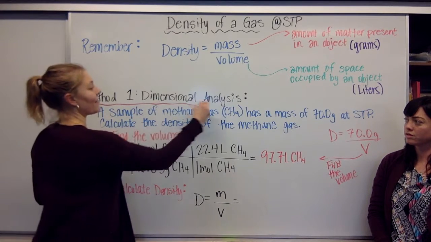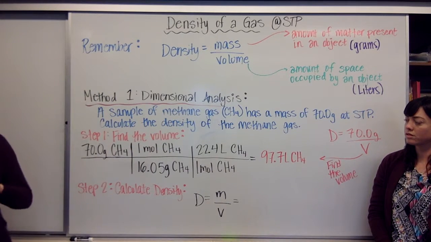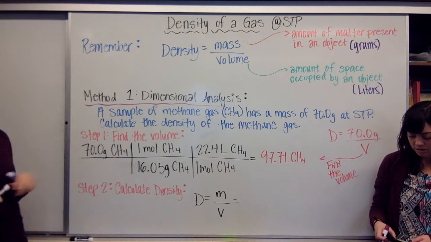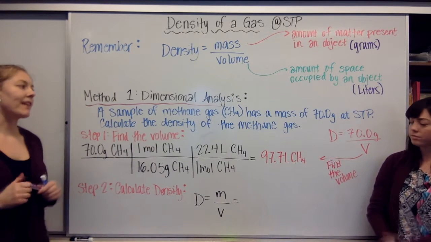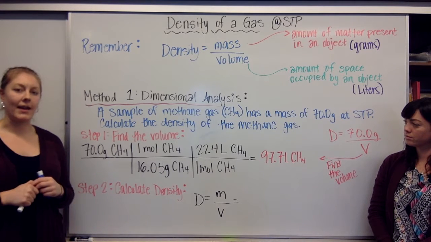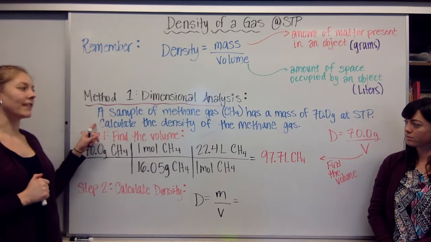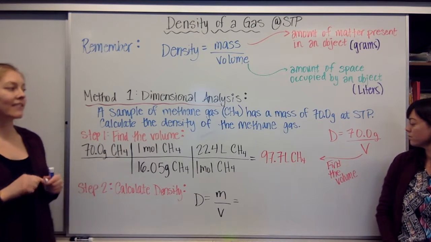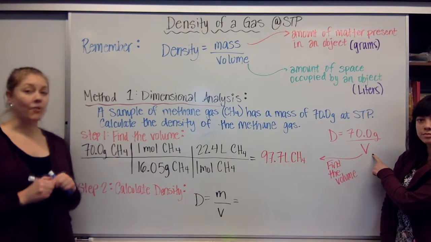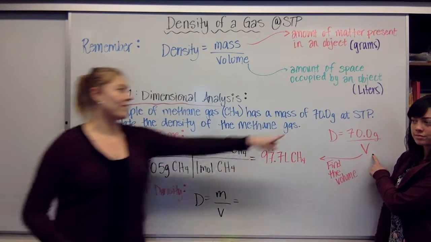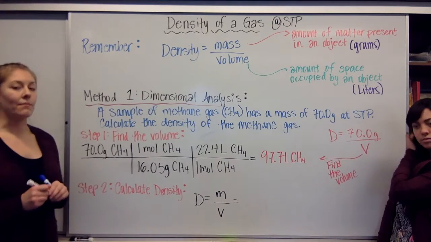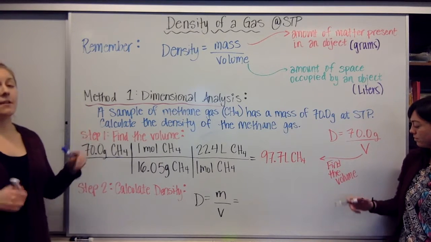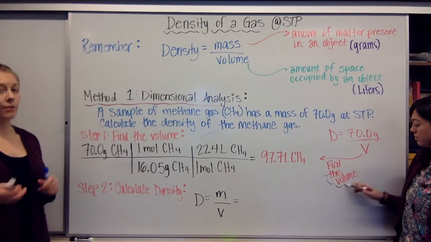I'm just going to underline this. Dimensional analysis. So here's our example. A sample of methane gas, which is CH4, has a mass of 70.0 grams at STP. Calculate the density of the methane gas. Great. So you'll see density equals 70 grams. We know a mass. Our mass is right here. 70 grams over volume. We don't have a volume yet, right? All we're given is a mass. So we need to find the volume.